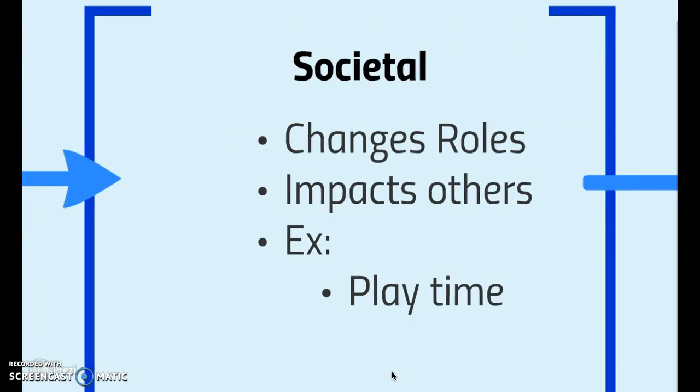Moving on to societal, this is when the individual sees a change in their roles, and this may or may not impact others. With this example, if my patient is having an increased amount of pain and isn't able to complete a game, or we have to modify his practices based on his symptoms, then we are changing his playtime.